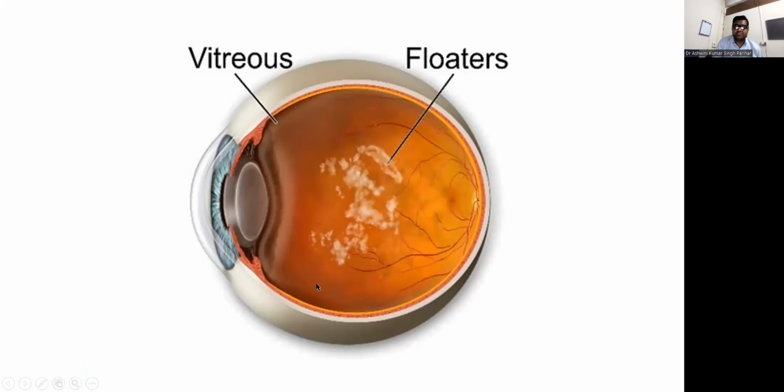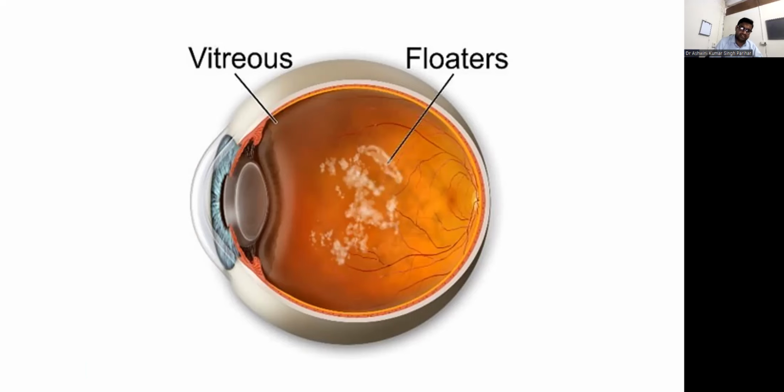You know the vitreous is a jelly-like structure filled in the posterior segment. This is the normal posterior segment where the vitreous is filled. These are the cells which come as opacities in the vitreous. They are known as floaters. They are permanent opacities, which over time can increase or can also disappear.